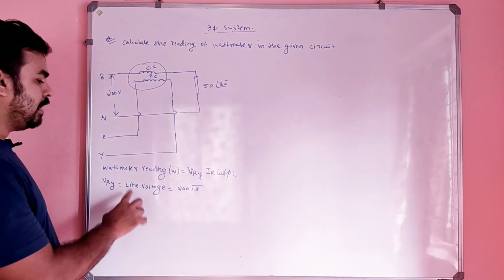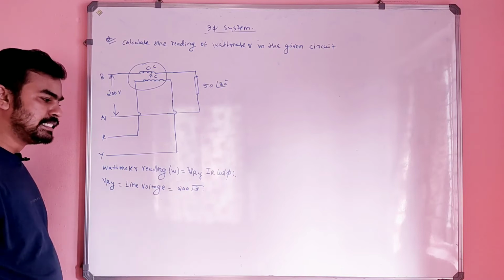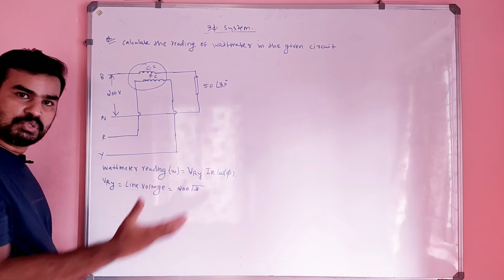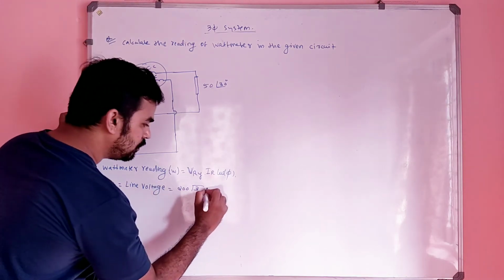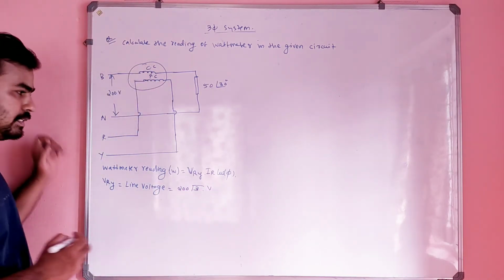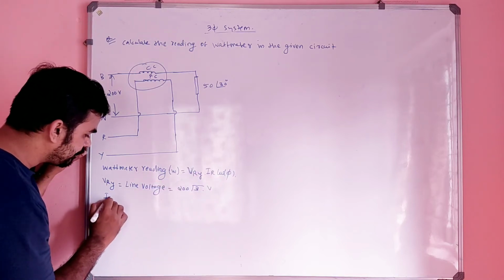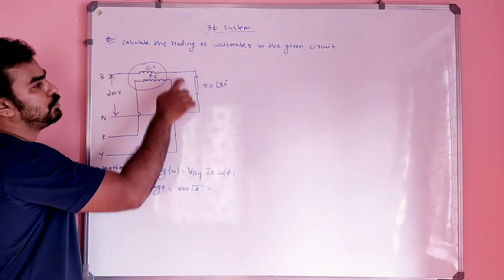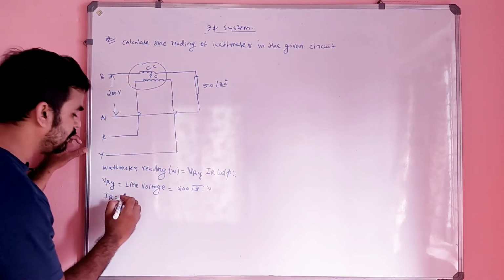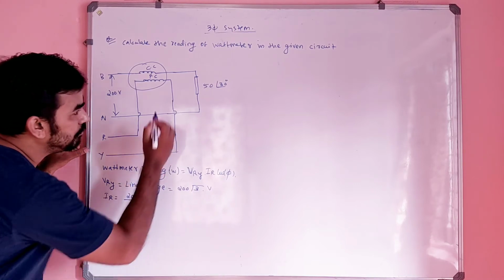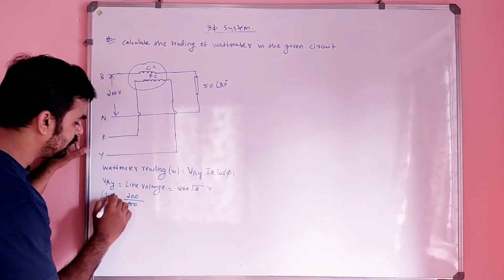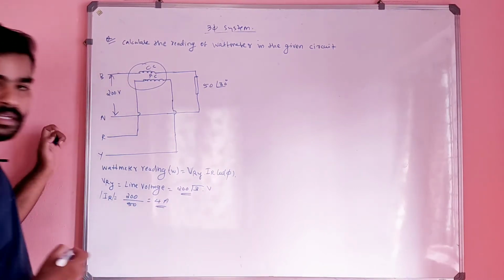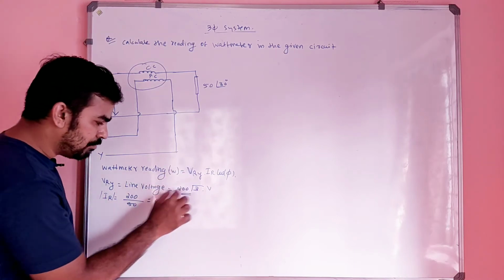So VRY is nothing but line voltage. Line voltage is nothing but root 3 into phase voltage. Phase voltage is given as 200, so the line voltage is 200 into root 3. And what is IR here? IR is nothing but a phase current, the current flowing through this phase, which is 200 divided by 50. Magnitude of IR is 4 ampere. So now you have the value of VRY and IR.